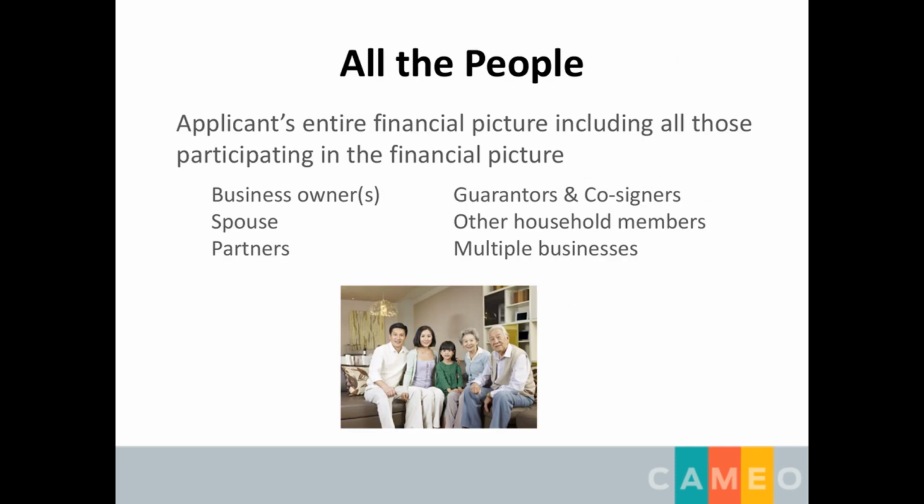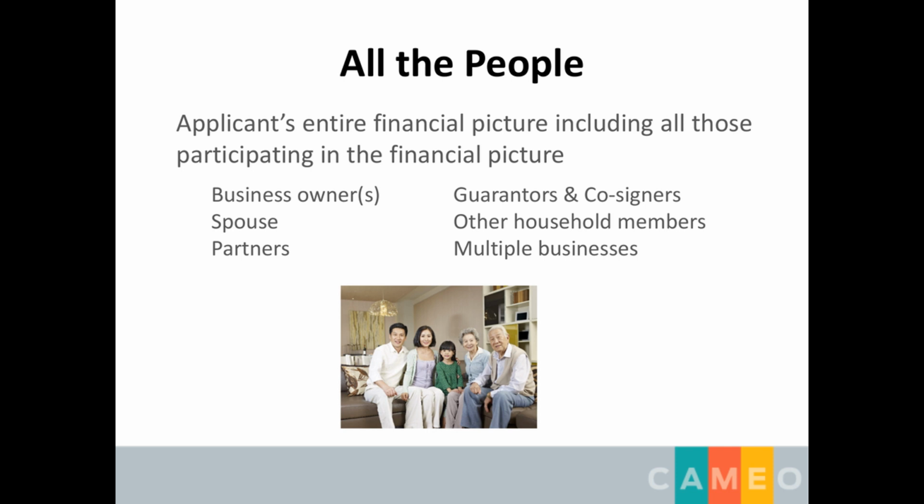So this final slide before we turn to the spreadsheet is that it's all income, all expenses, all debt, and I just wrote all people. So it's really the applicant's entire financial picture, including the business owner, spouse, partners, guarantors, other household members. Again, it means getting to know rather personally what's going on with the borrower, but this is part of what global cash analysis is: you're looking at the whole picture for the whole household.